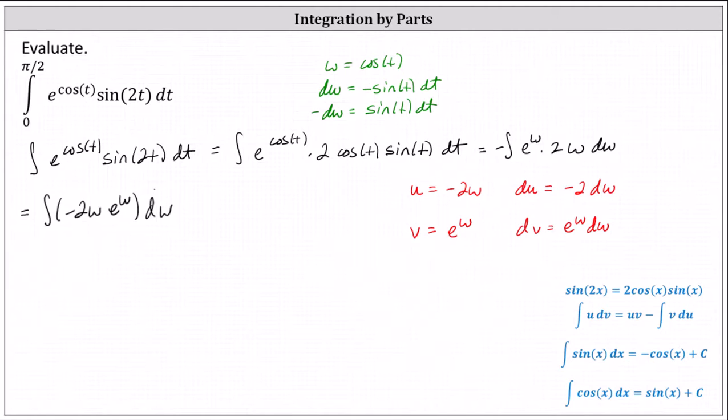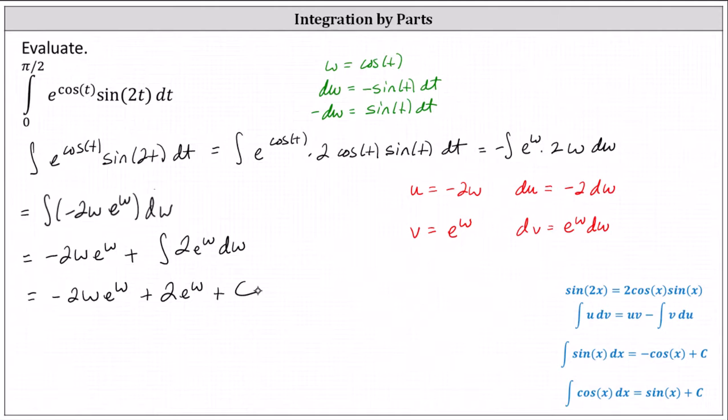And now applying the integration by parts formula, we have u times v, which is negative 2w e to the w, minus the integral of v du, which is e to the w times negative 2 dw. Because of the negative here, this becomes plus 2 e to the w dw. And now we have a much simpler integral. The final antiderivative with respect to w is negative 2w e to the w, plus the integral of e to the w dw, which is 2 e to the w plus c.